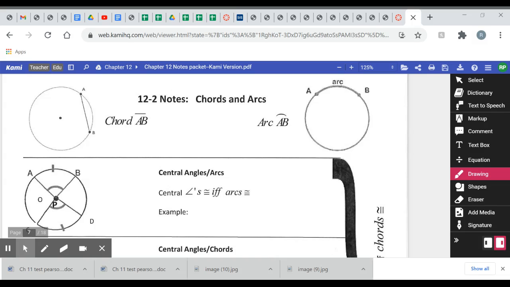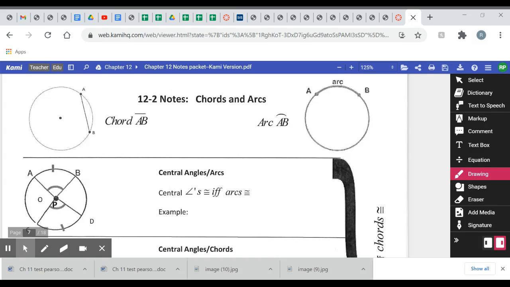So first of all, if you look in the top left-hand corner, a chord is a segment that has both endpoints on the circle. So you can see here, chord AB has A and B on the circle. A diameter is actually a special chord that happens to go through the center of the circle as well, but a chord does not have to be a diameter as long as both endpoints are on the circle.